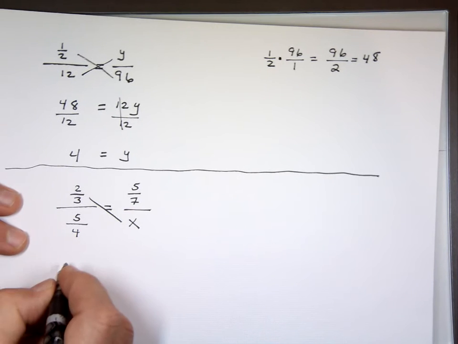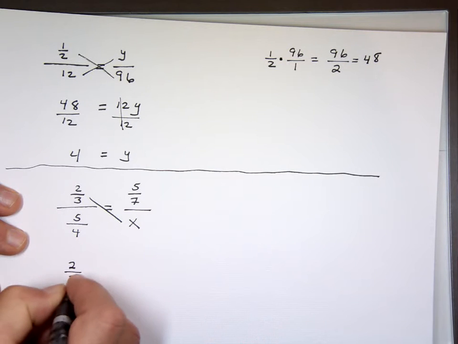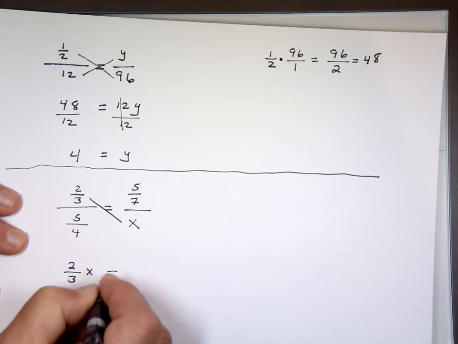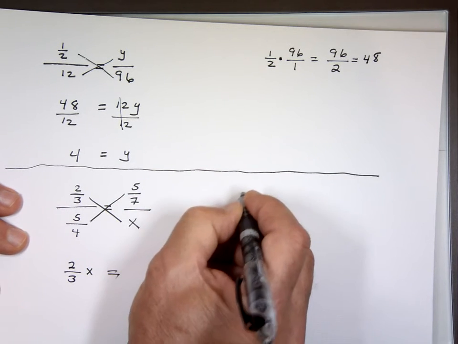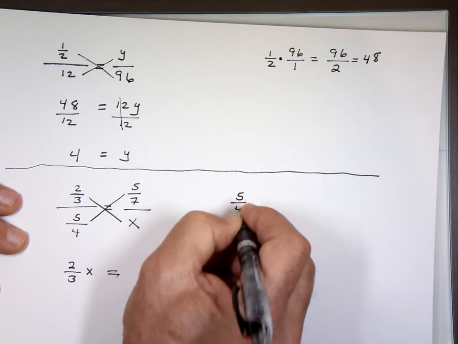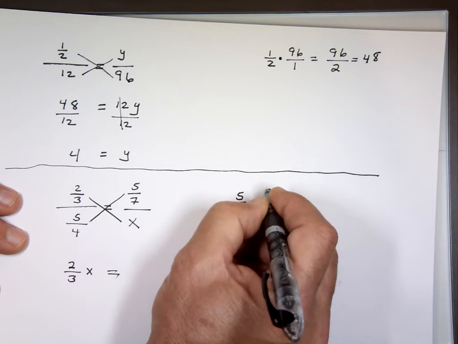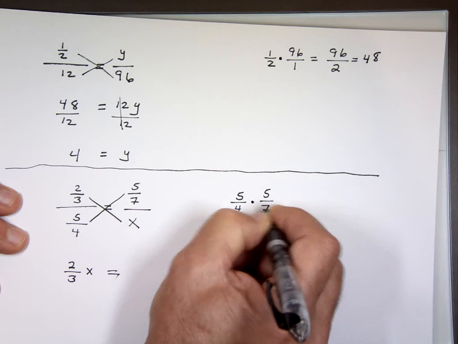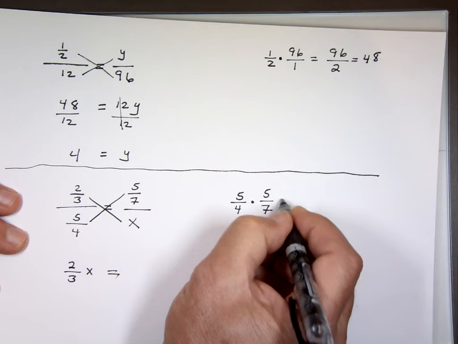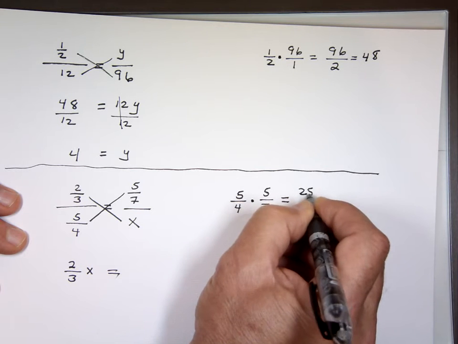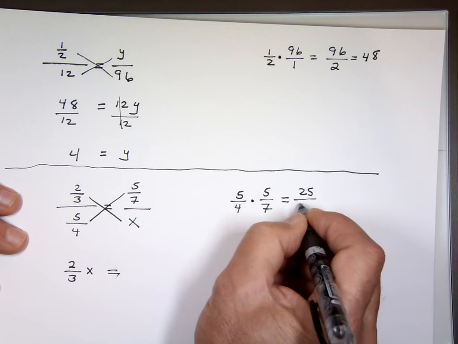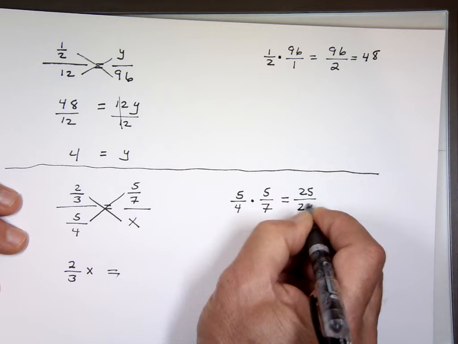2/3 times x, 2/3 x equals. Let's multiply these two. Let me go to the side and multiply them. What's 5/4 times 5/7? When you multiply, it's the top times the top. 5 times 5 is what? 25. 4 times 7, which is what? 28.